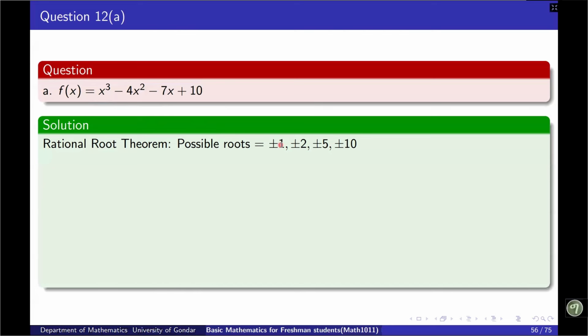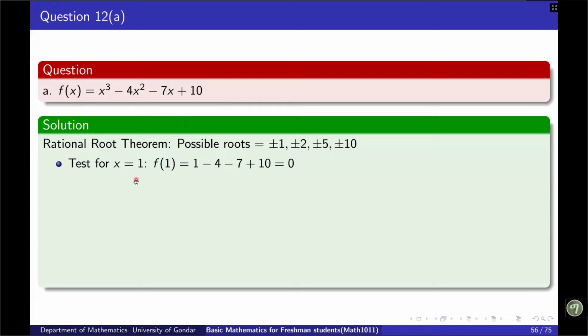Therefore, when we combine the factors of 10 with the factors of 1, we have only these numbers. All the rational roots of this polynomial function cannot be out of these numbers. So in order to distinguish which rational numbers are roots, we have to check each of these numbers by substituting in the place of x, and check whether they make the polynomial function f of x equal to 0 or not.